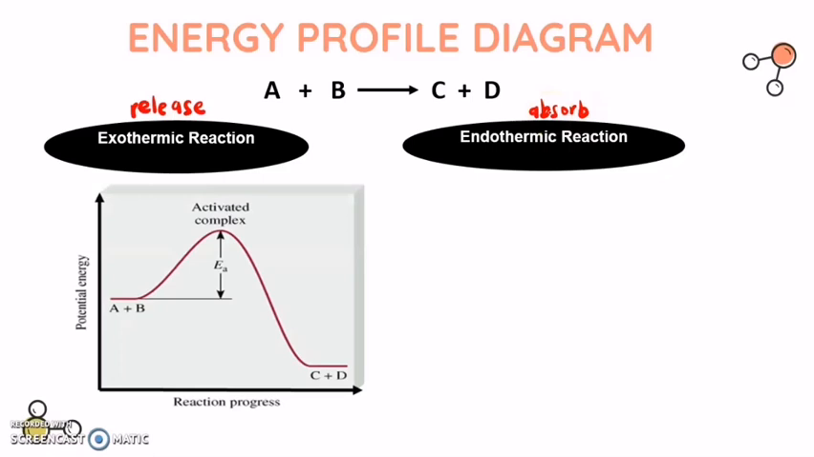In the energy profile diagram, we will have these two axes, the y-axis as potential energy and the x-axis as reaction progress. For an exothermic reaction, our energy of product, or I call it the enthalpy of product, is lower compared to the enthalpy of reactant. In this energy profile diagram, we also have the activation energy, EA, which is from the reactant to the peak of the curve, or at the transition state.